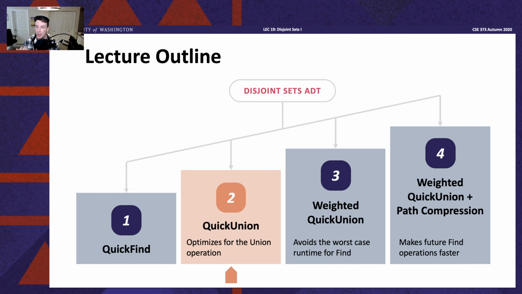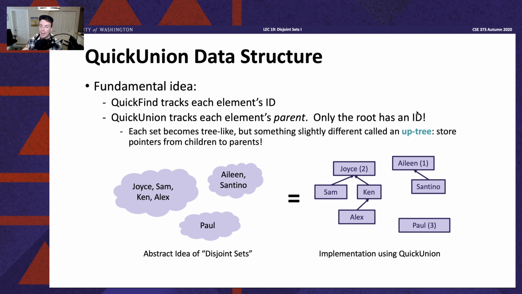So the key idea behind quick find was tracking each element's ID. We had that map from element to which set ID it belonged to. In QuickUnion, we're going to change this up a bit. We're going to represent these sets as their own tree structure. So each element is going to keep track of its parent, and only the root of each of these individual trees will keep track of the actual ID for the set.